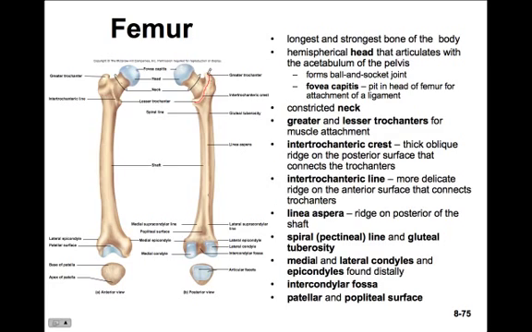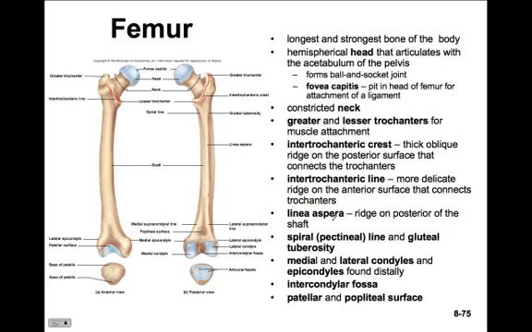This is the intertrochanteric crest. It joins the greater and lesser trochanter. We'll also see there's an intertrochanteric line. The intertrochanteric line is on the anterior view of a femur. Here's the intertrochanteric line. So the intertrochanteric crest is on the posterior side.